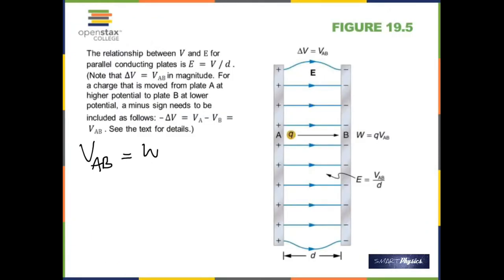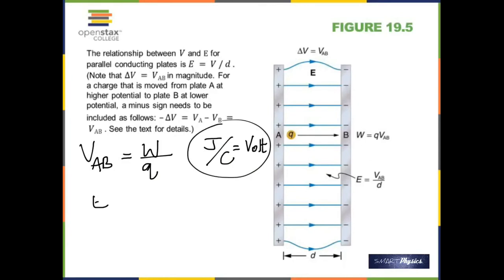And if you have two plates set up like this, the potential difference between the plates A and B is defined as the work done to take a 1 coulomb charge from one plate to the other. So you have this very important formula. Potential difference between A and B is work over charge, and that gives us the unit joule per coulomb, which is also called a volt.